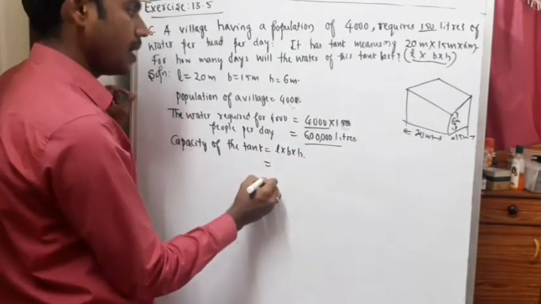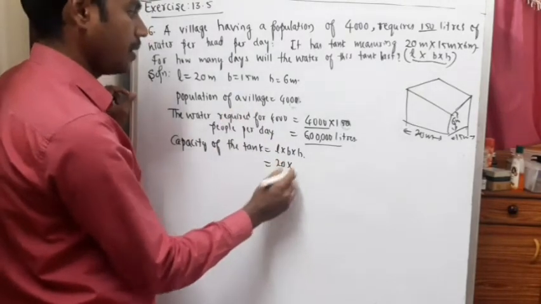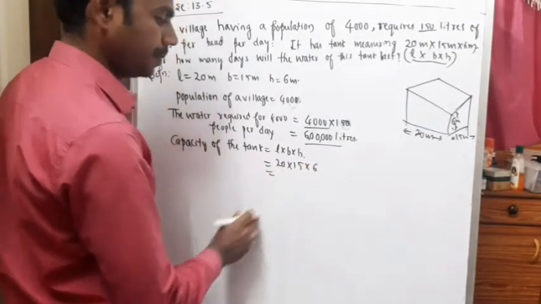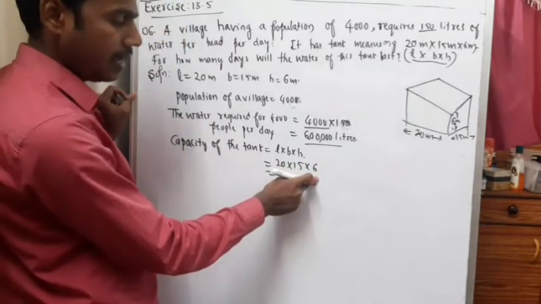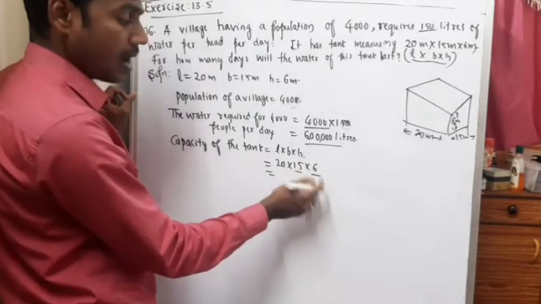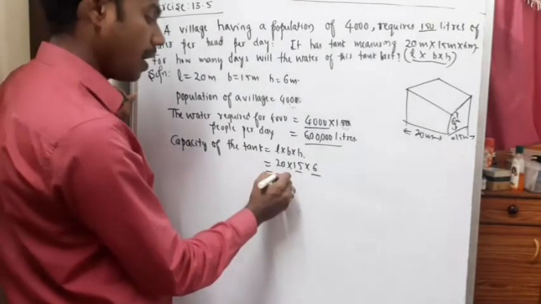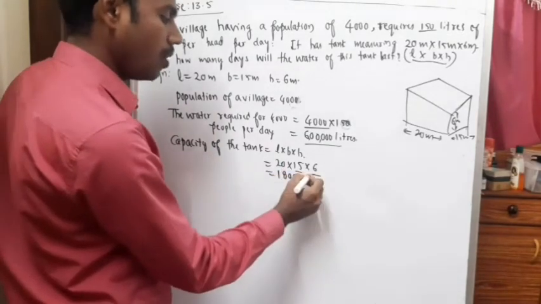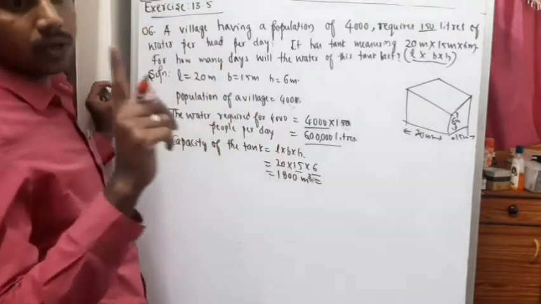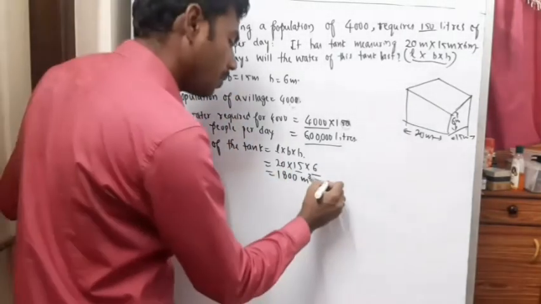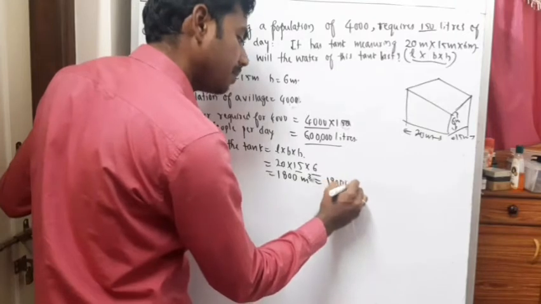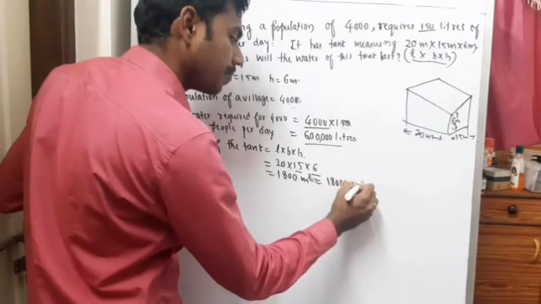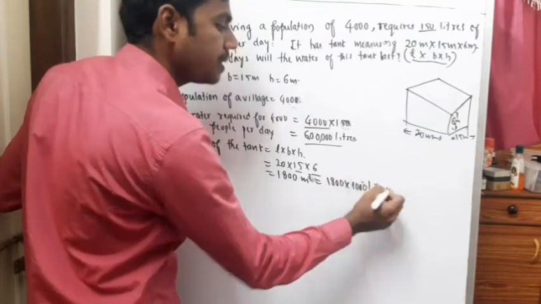What is length? Length is 20. What is breadth? Breadth is 15. Height is 6. 15 sixes are 90. 90 twos are 180. 180 meter cube. So if I want to convert this into liter, 1 meter cube is equal to 1000 liter. 1800 meter cube is equal to 1800 into 1000 liters. This is the capacity of the tank.